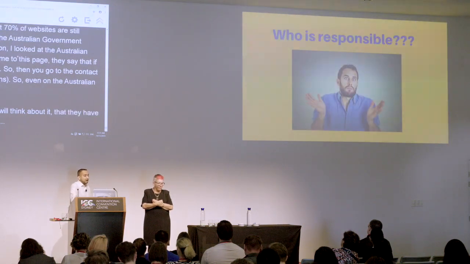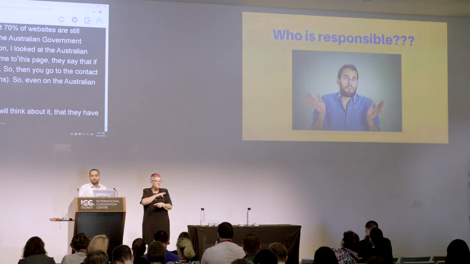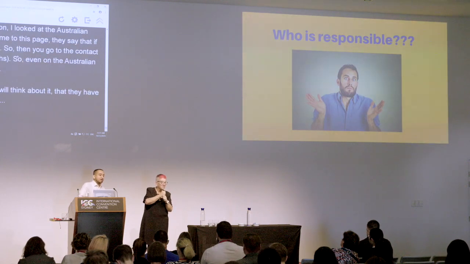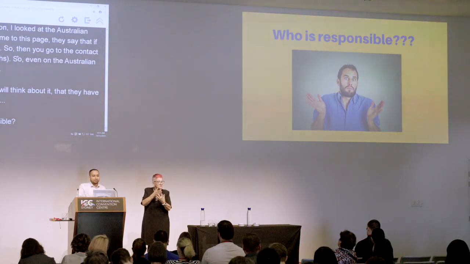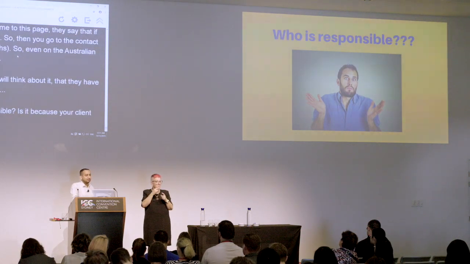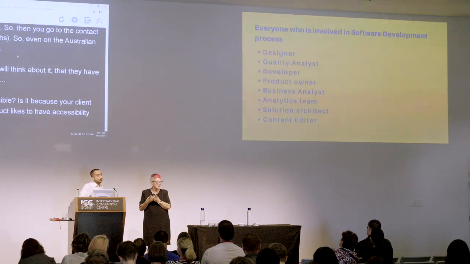So why is it important? Now, who is responsible for it? Is it just the developer, or is it because your client has asked for AA accessibility, or because your product owner likes to have accessibility rules implemented? No, it is everyone who is involved in the software development life cycle.